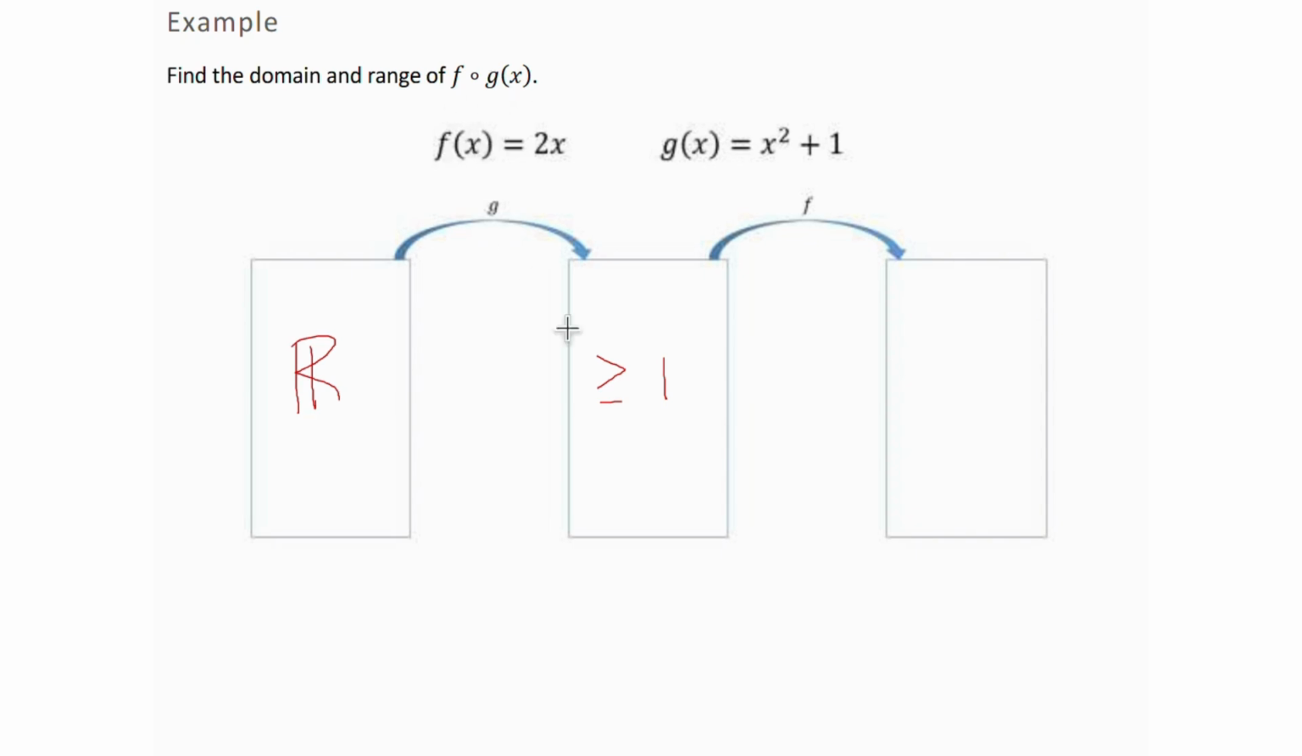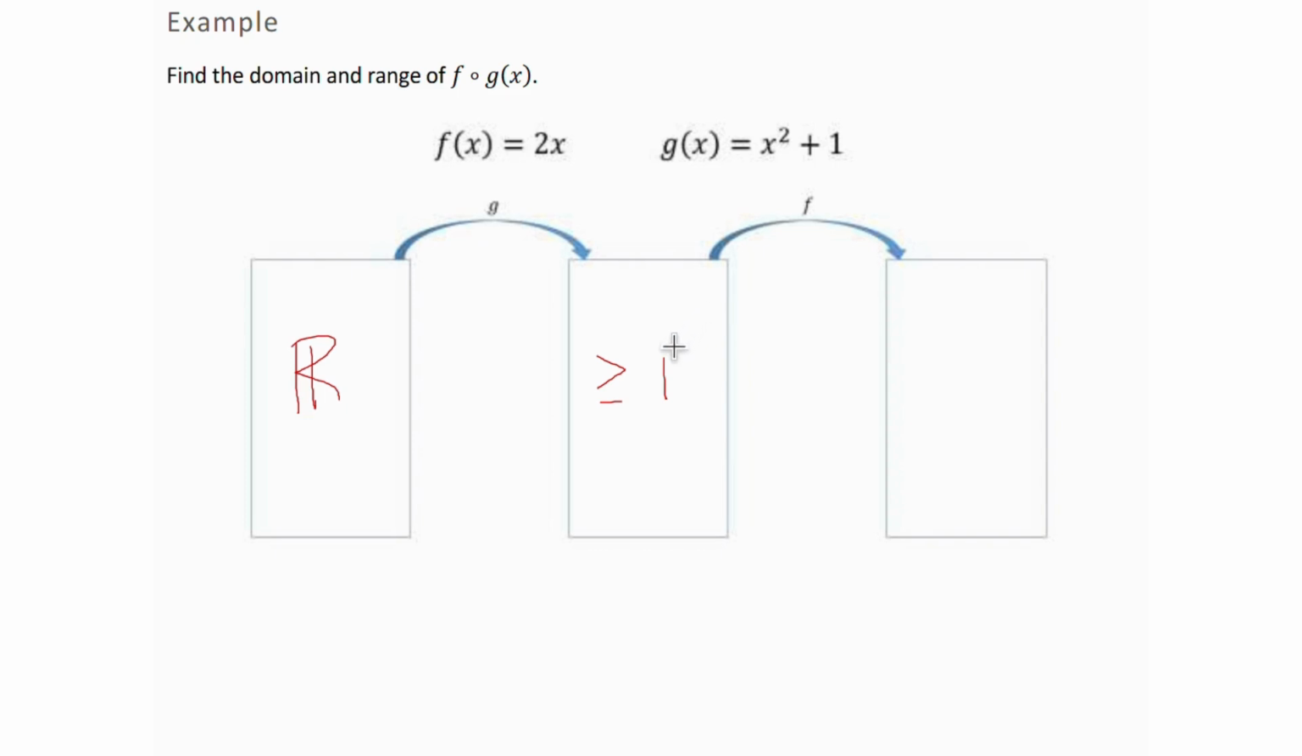Because this is a composite function, that means the range of g of x is our domain for f of x. So the natural domain for this function would be all real numbers. But in this case, it's not all real numbers, because the output of g of x means we're limited to only things greater than or equal to 1.